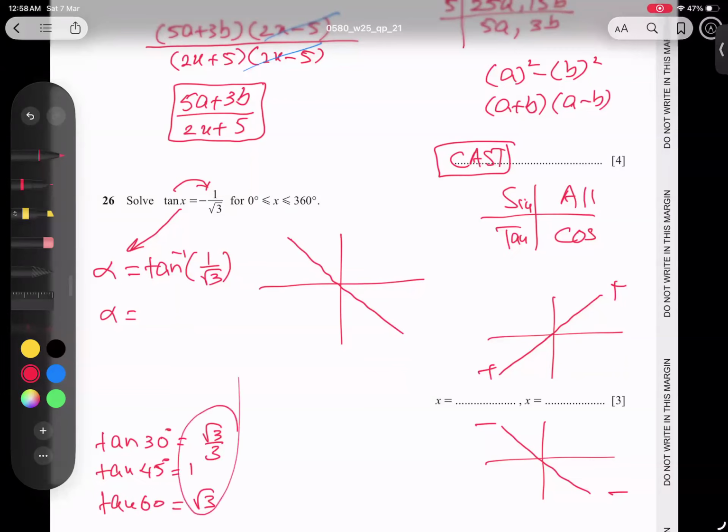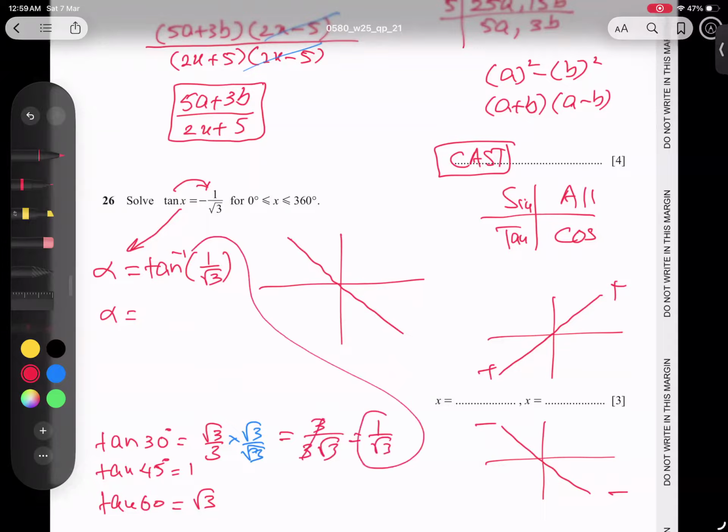But you say, sir, this does not match with that. No, actually, this is the same. How same? I can rationalize. If we rationalize root 3 over root 3 down, what happens? Root 3 will give you 3 and down 3 root 3, and this cancels out and we get the same. So it means this value is the same as this. So this will give you 30 degree. So 30, I will make it here and I will make it here.